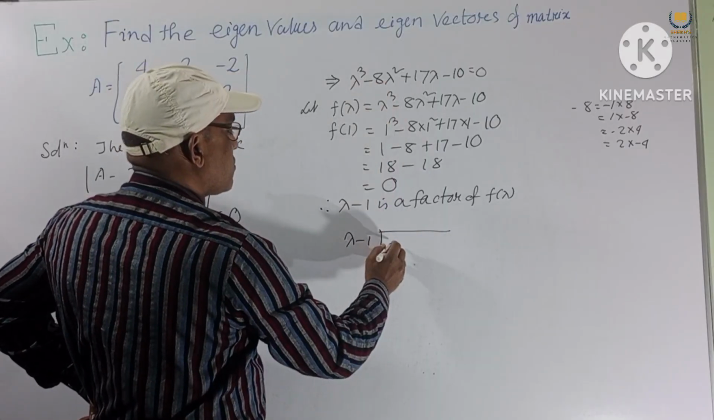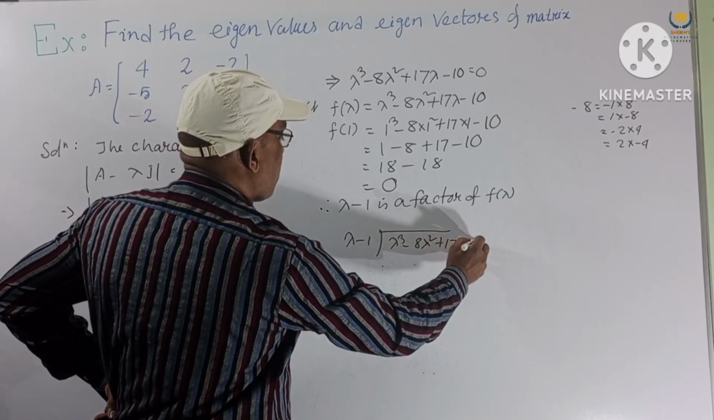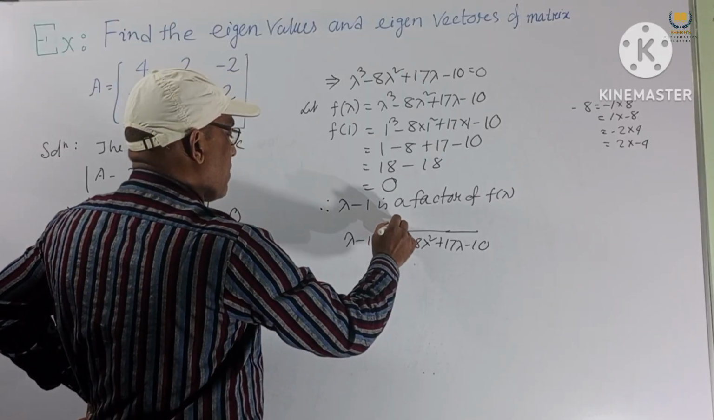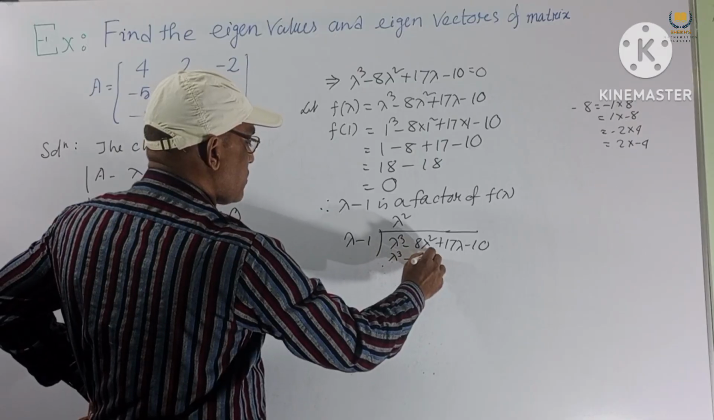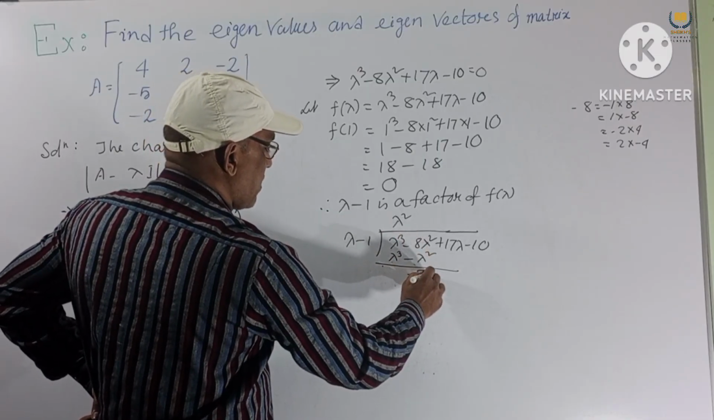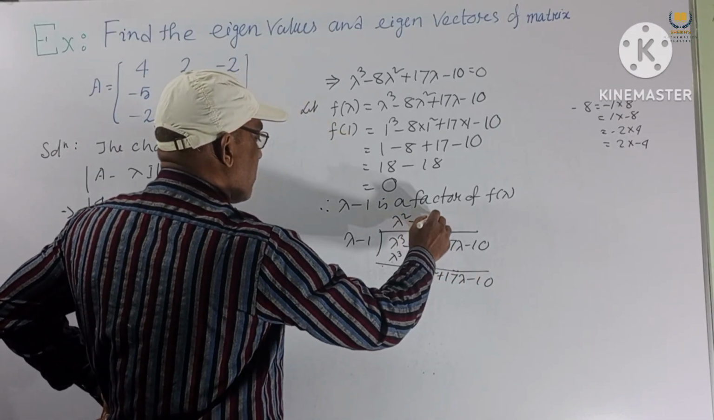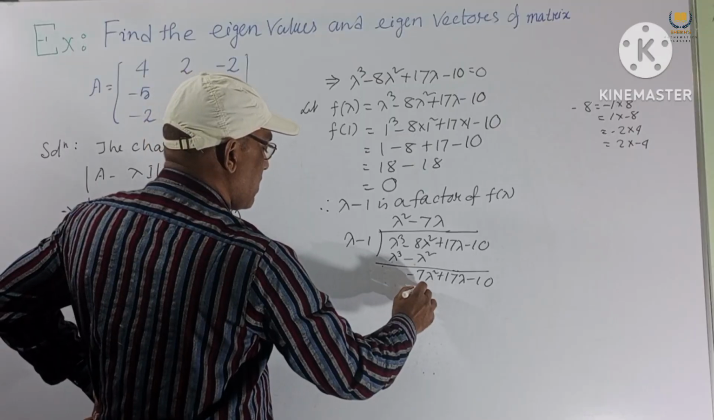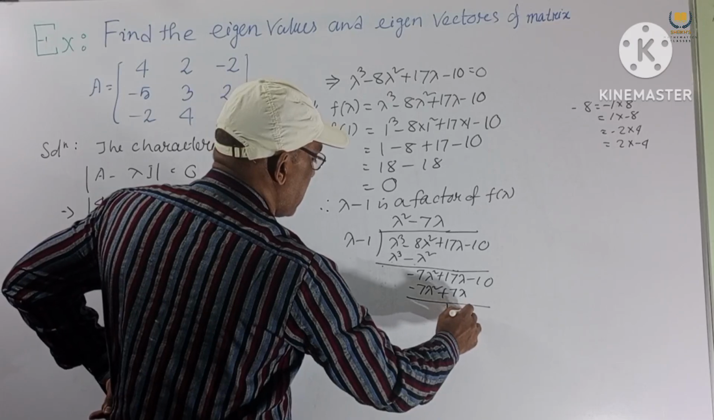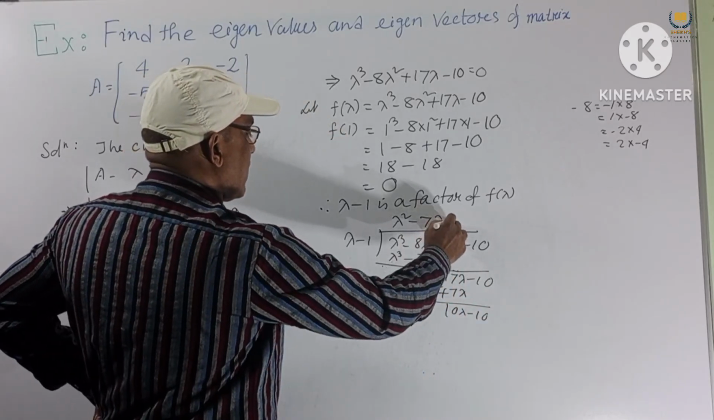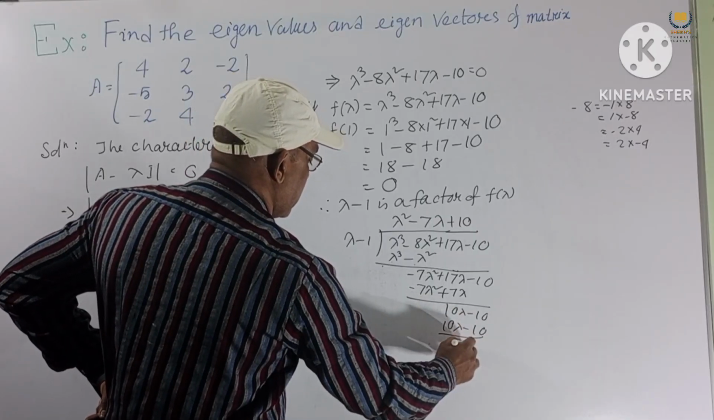Divide by lambda minus 1, lambda cube minus 8 lambda square plus 17 lambda minus 10. So putting lambda square here, this and this, lambda cube, this and this, minus lambda square. This is minus 7 lambda square plus 17 lambda minus 10. And minus 7 lambda, you consider this and this, minus 7 lambda square plus 7 lambda. This is 10 lambda minus 10. And putting 10 here, then 10 lambda minus 10, we get remainder 0.